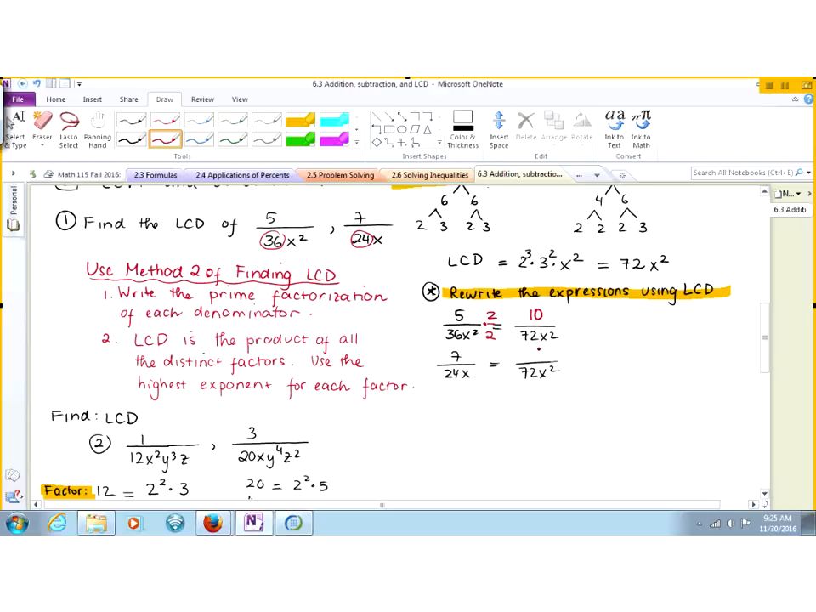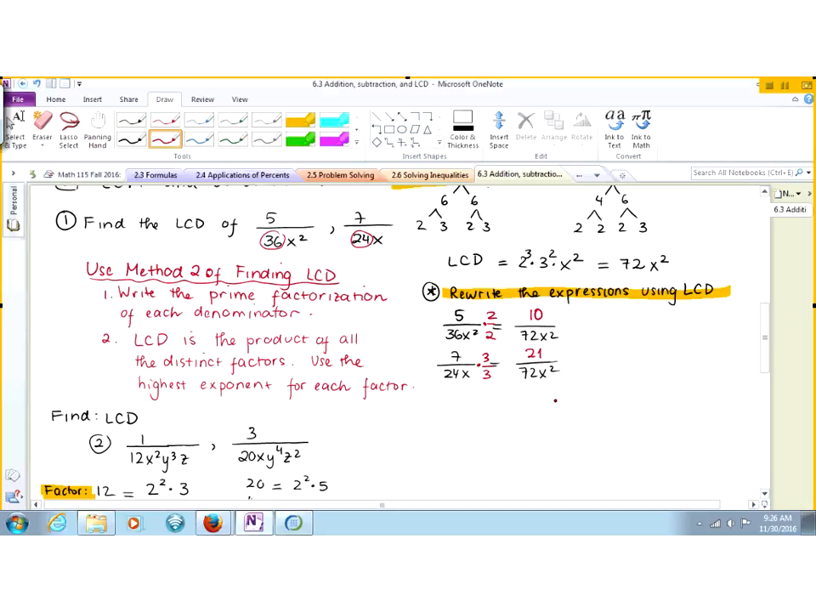Now this is 24x, this is 72x squared. So what do you multiply by? 3 over 3. So we multiply by 1. We don't change the value, right? So this is 21 over 72x squared. Are we okay so far?